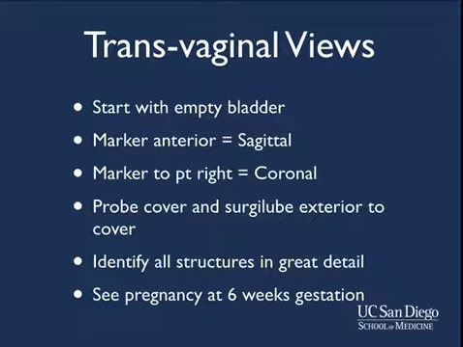We first start with the endocavity probe and cover it with a gel-filled probe cover, and then place sterile Surgilube on the exterior portion of the probe cover. This helps us to identify all structures in great detail, and we are able to see pregnancies at 1 week sooner than we can transabdominally, and we are able to oftentimes see fetal heart tones at 6 weeks gestational age.